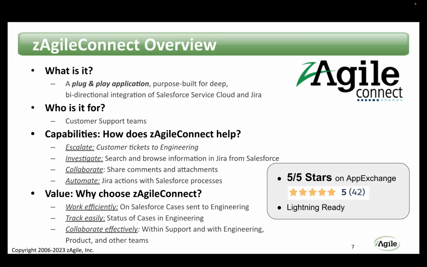And the key value that zAgileConnect brings, for support agents, is that it allows them to work efficiently. It allows them to easily track the status of cases that have been sent to engineering. And as I'll show you a little bit later, it allows for easy collaboration between support and engineering towards the resolution of these cases.